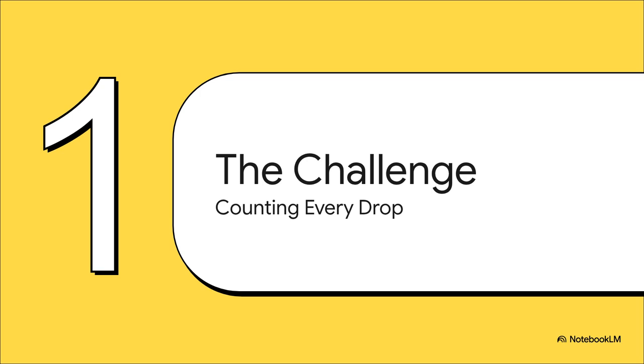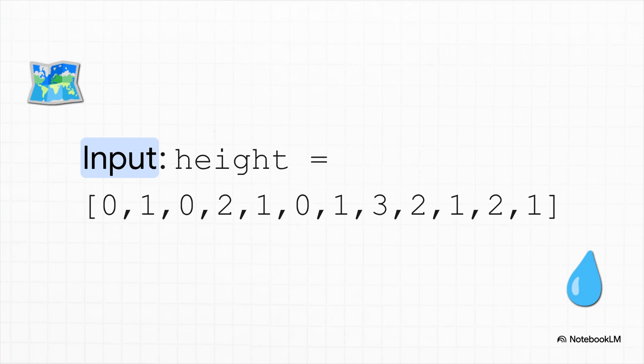We're given a set of numbers that represent this map, and our job is to figure out the total amount of water that gets trapped between all these bars. We've got to count every single drop. And to make sure we're all on the same page, this is the exact array we're going to be using for this whole breakdown. Each of these numbers corresponds to one of those black bars you just saw.